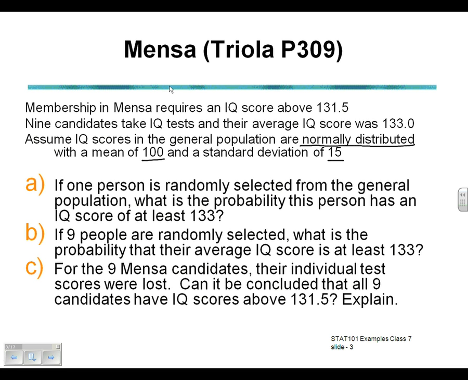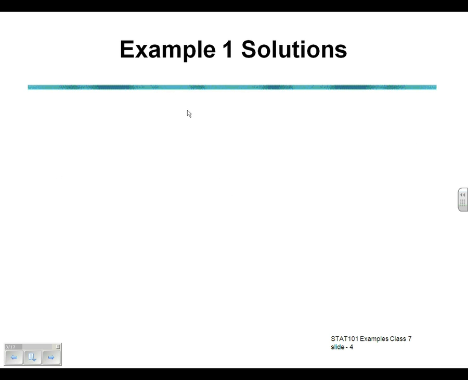So for part A, we're asked to find the probability for a single person, one person selected at random, of having a score of more than 133. So we're looking in part A at the value x, the probability that x is bigger than 133, where x is a value, a person from the normal population of IQ with 100 as the mean and 15 as the standard deviation.